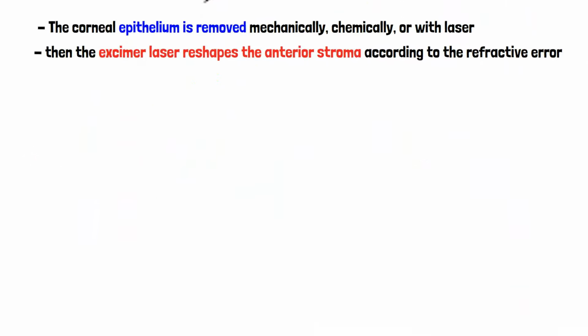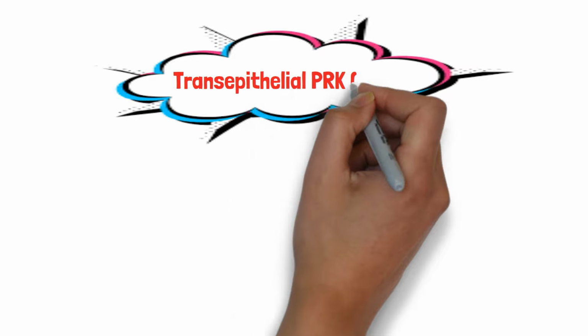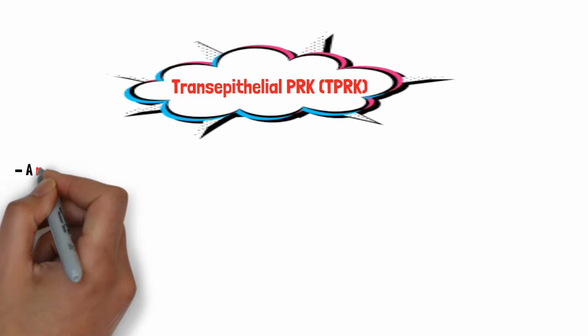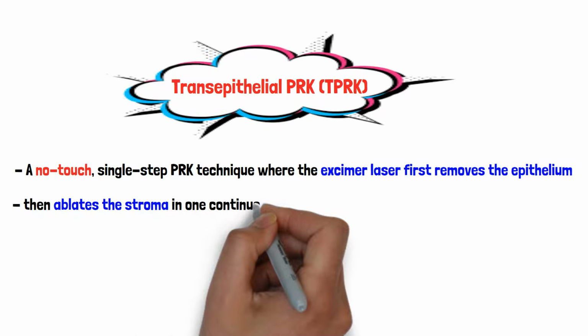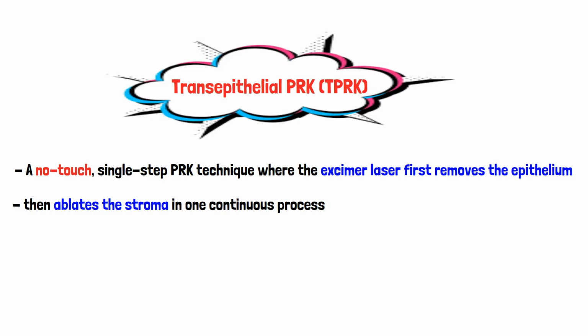Thank you very much. An evolution of this concept is transepithelial PRK, or TPRK. This advanced no-touch, single-step technique allows the excimer laser to remove both the epithelium and reshape the stroma in one continuous process. This minimizes handling, improves precision, and often results in faster epithelial healing.